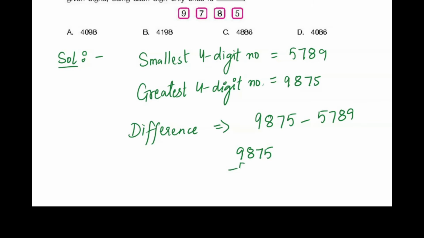9875 minus 5789. Now this is smaller, so we will be taking carry. 15 minus 9 is 6. So again we will be taking carry. It is 16 minus 8 is 8. 7 minus 7 is 0 and 9 minus 5 is 4. 4086. Yes, option D is the correct option.